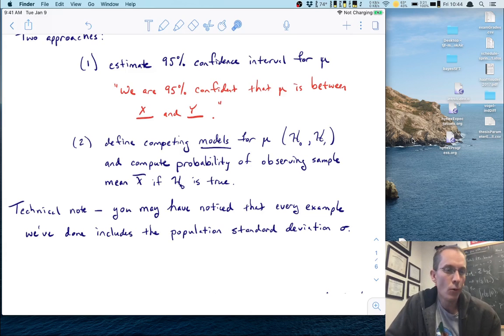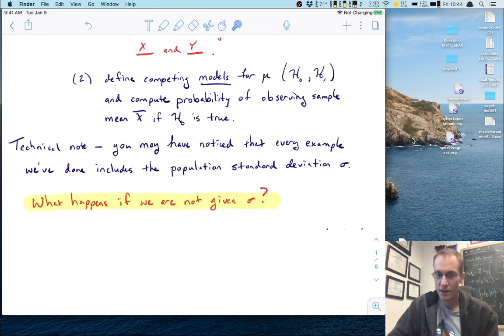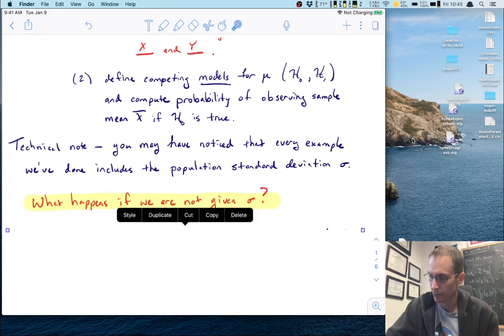At this point, I want to point out a technical note that's going to give us some problem very soon. You may have noticed in our previous examples that every example we did included somewhere in the problem the population standard deviation sigma. Every problem that we have done for these kinds of problems you have been given a value for sigma. So the natural question then is, what happens if we're not given sigma?